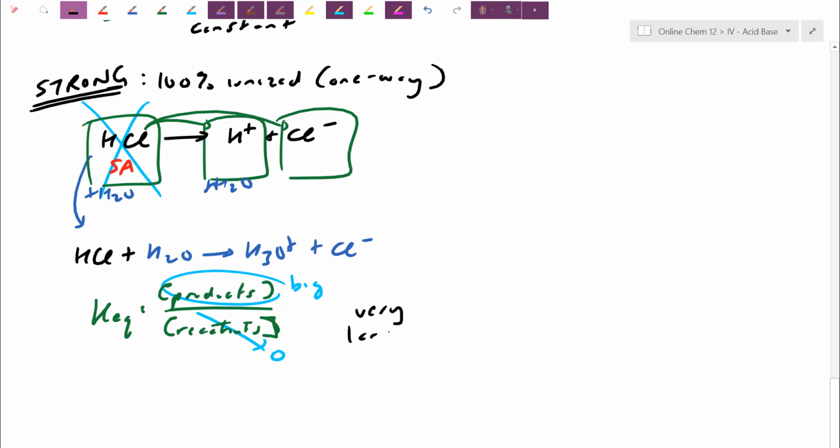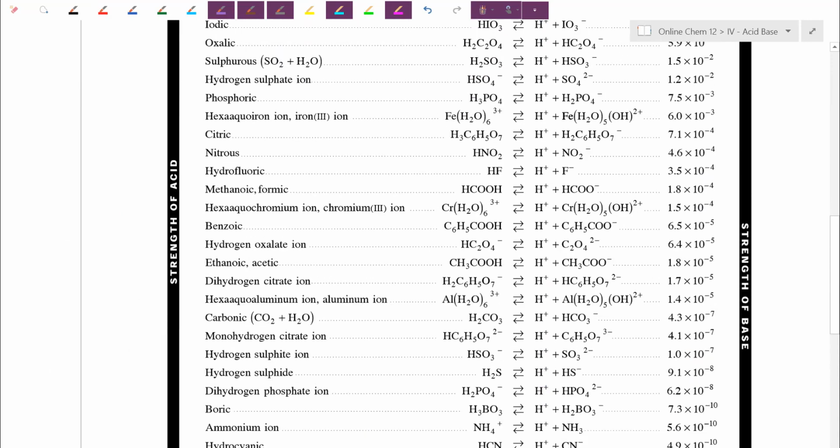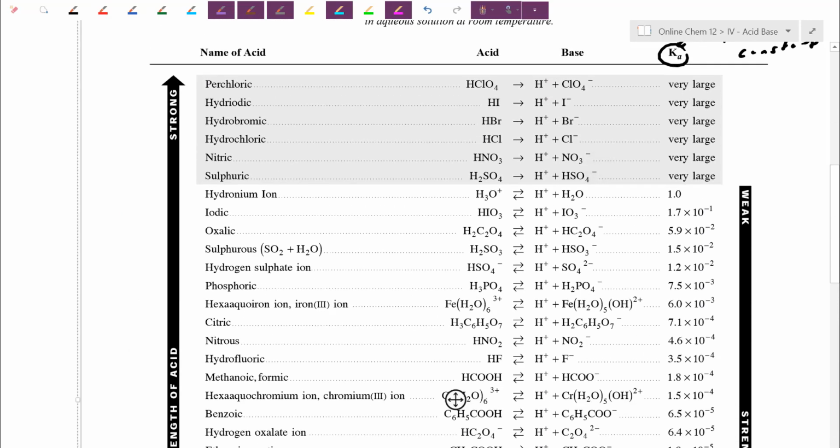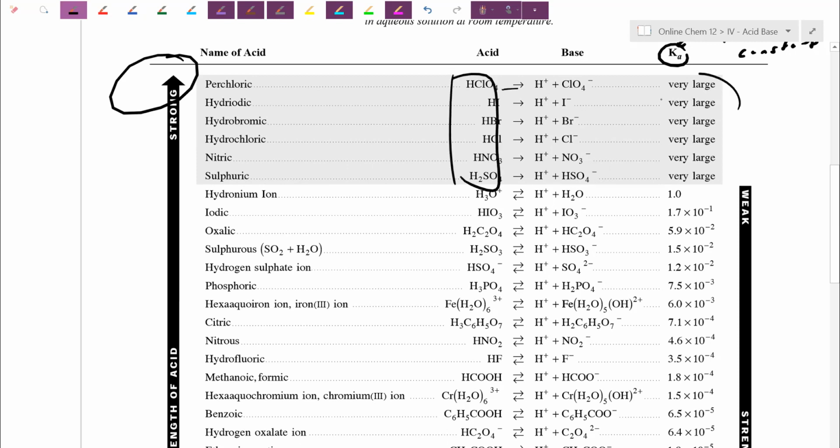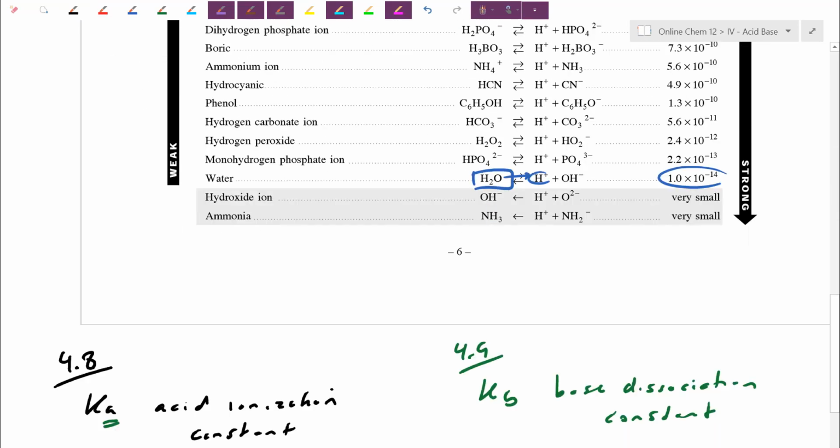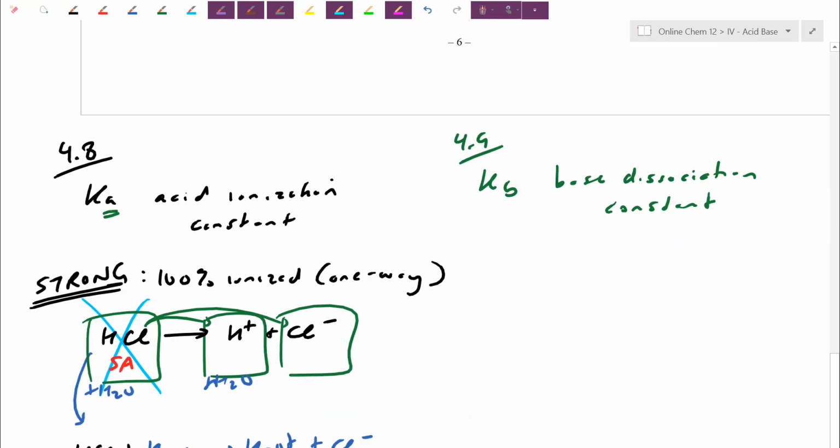It's approaching infinity. And so if I have a strong acid, if I look on my table again, strong acids are on the left-hand side. The strongest ones are on the top left. So these ones here are my strong acids. These ones here are all one-way arrows. I see that they just say their equilibrium constant, Ka, is going to be very large. They don't even bother with a number, right? Infinity is not a number. Okay, so again, Ka will be much more important when we deal with weak things.